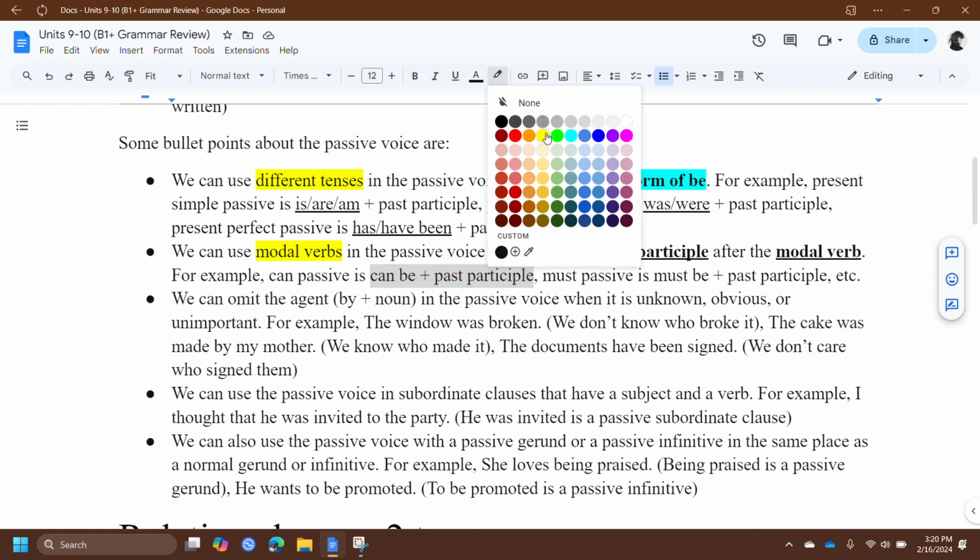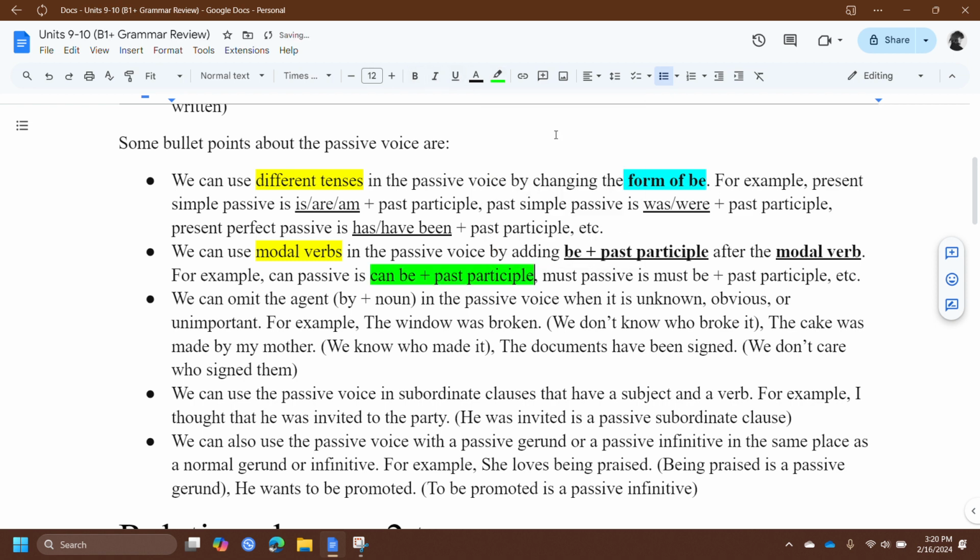And the same thing goes, for example, what do we have in here for must? So instead of can, you just put must plus be plus past participle. You can have will be plus past participle, which is actually also the future passive. And it continues with all of these other modal verbs as well.